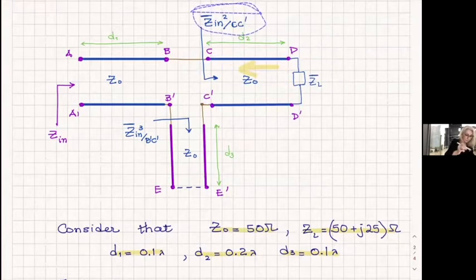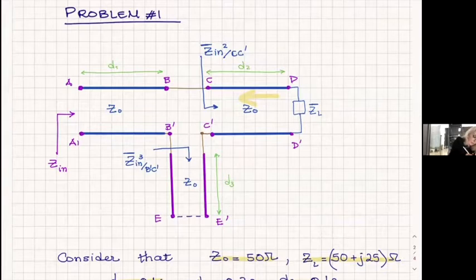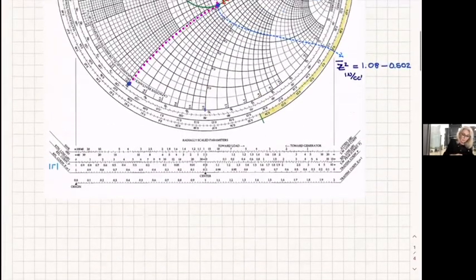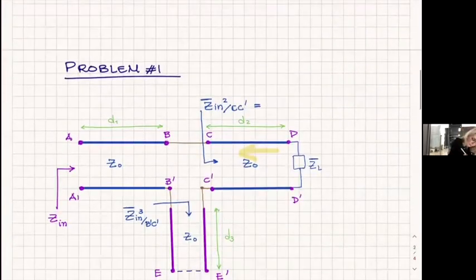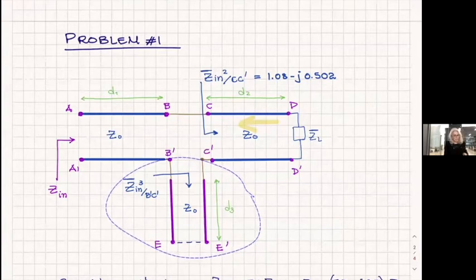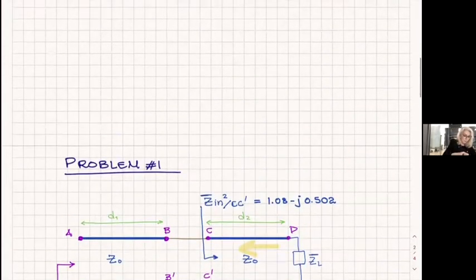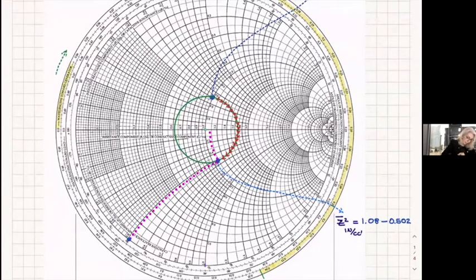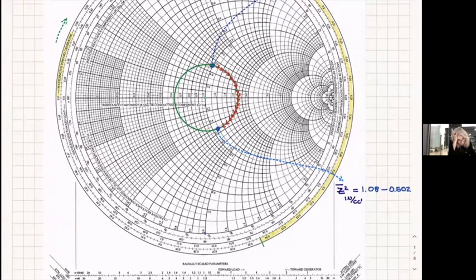So I found this one now. So that is, no, I found it. And as a matter of fact, I can write it even here for completeness, 1.08 minus j 0.502. Okay, now I will do the same thing for this other line down here. The only thing is that there is a little something easier here, that at the end is open circuit. So I don't have to find the load at the end. I go directly, and as a matter of fact, now I can remove this. I can remove this because I found that point. So now I'm going to an open end.